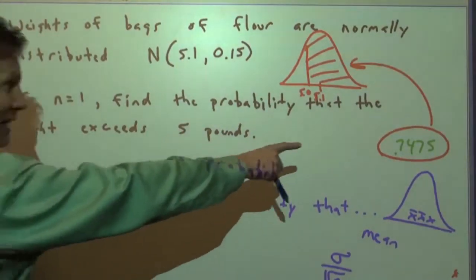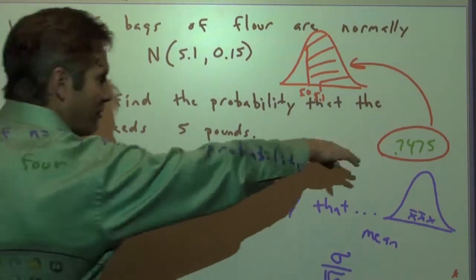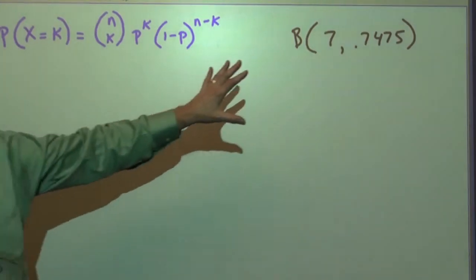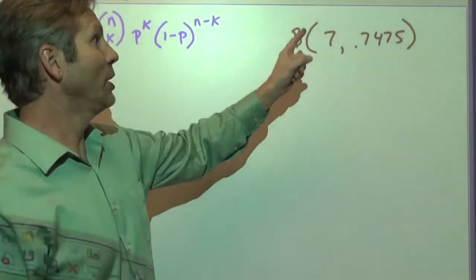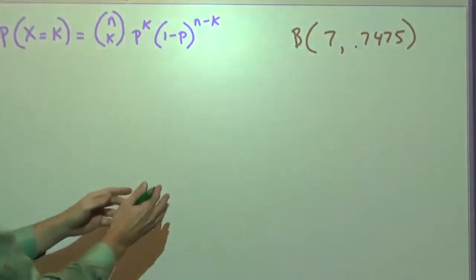Instead, it could say, okay, given that that's our probability, any one bag at a time exceeds 5 pounds, now if we randomly select 7 bags, what's the probability that 4 of the bags exceed 5 pounds? Well, this is a binomial problem because n is fixed, the number of trials. Each bag has a 0.7475 chance of exceeding 5 pounds, and this is our x. X is equal to 4. That's the number of successes for which we want to find a probability. So we say, okay, we're dealing with the binomial probability distribution, where this is the number of trials, and that's our success rate. That's the likelihood of getting any one bag that weighs more than 5 pounds.